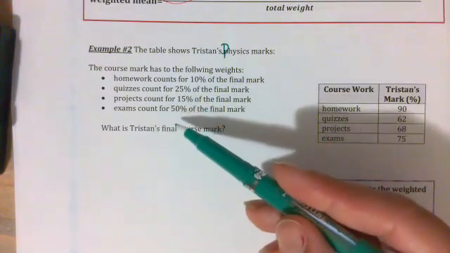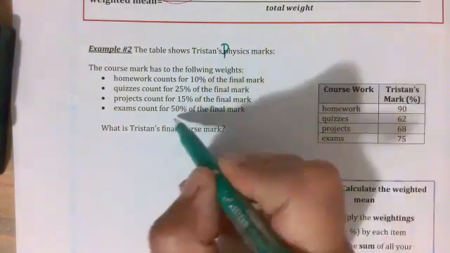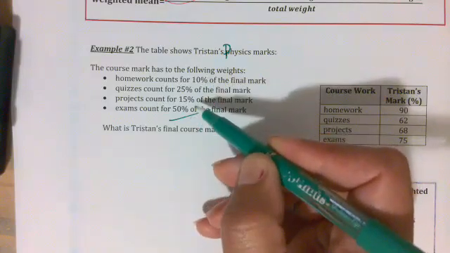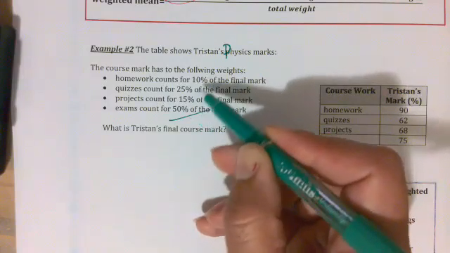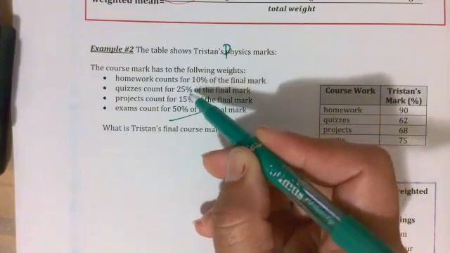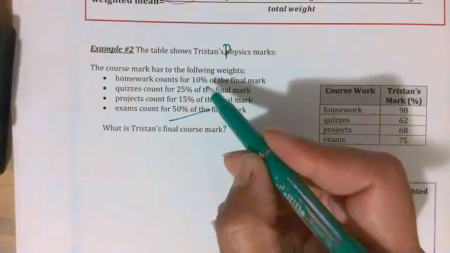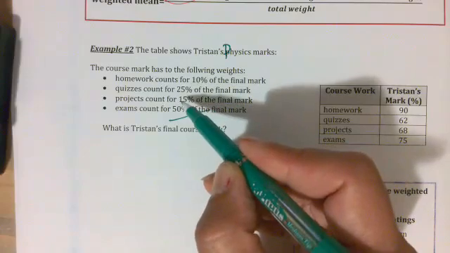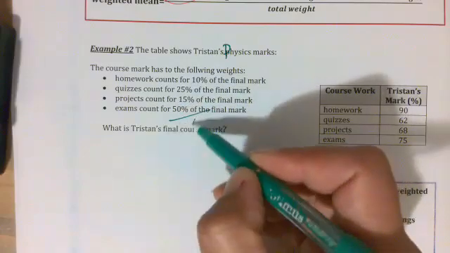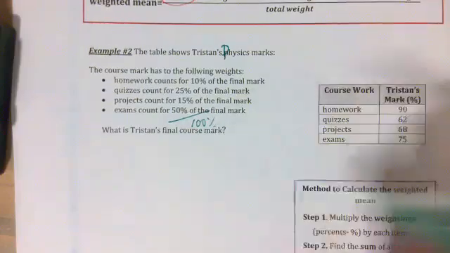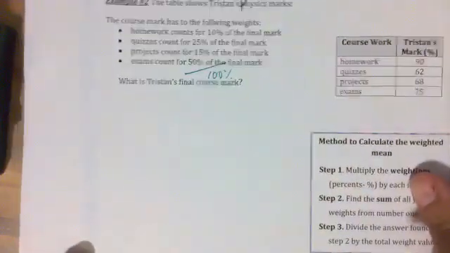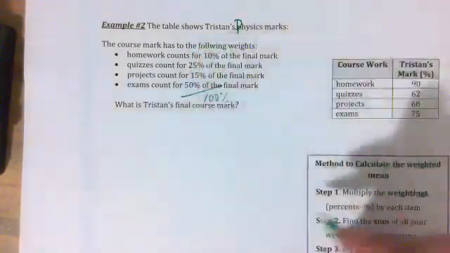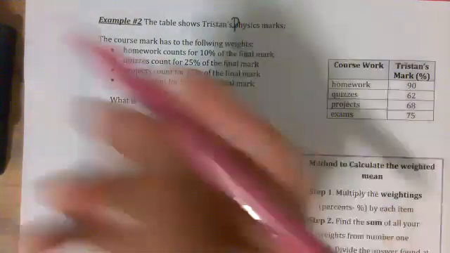Now, all of this, when it's percentages, is usually out of 100, right? Because that's the total maximum amount of percentages. But always make sure that you calculate, because not all of the weights are percentages. So 10 plus 25, 35. And then we have 50 here, and then 50 more, that's 100%, okay? And it should be. Now let's calculate Tristan's final course mark. Because we have weights, we have to calculate the weighted mean.